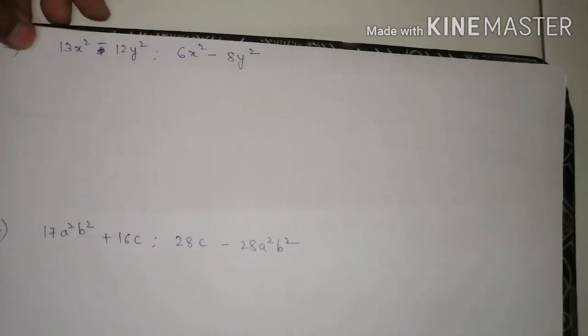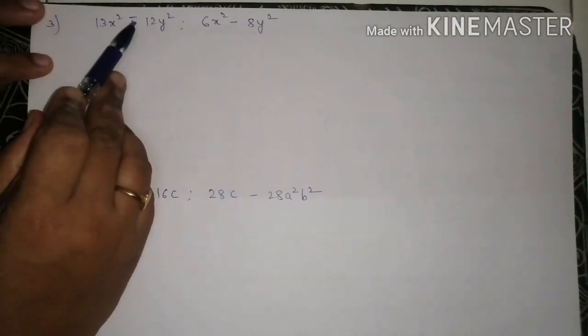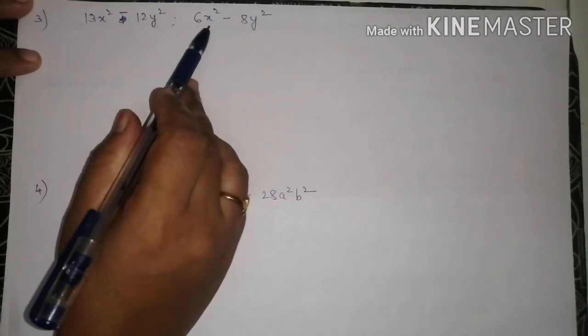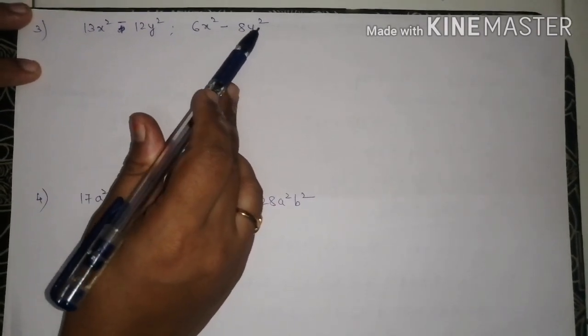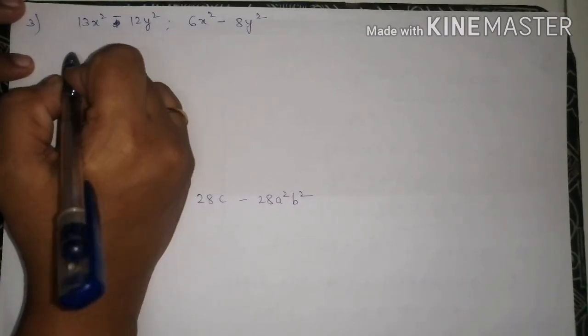Now let's move to the third one. The third sum is 13x square minus 12y square. The second expression is 6x square minus 8y square. The first step is to put them inside the bracket.